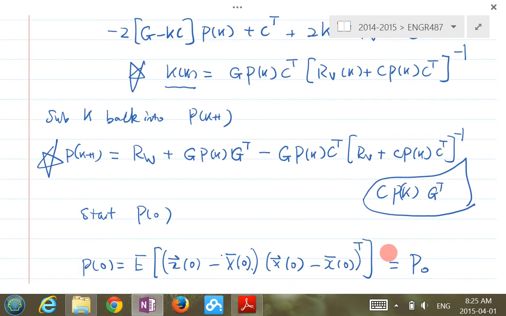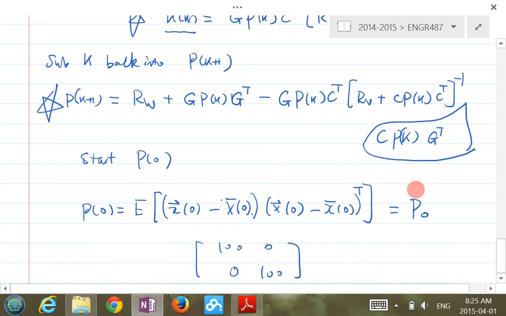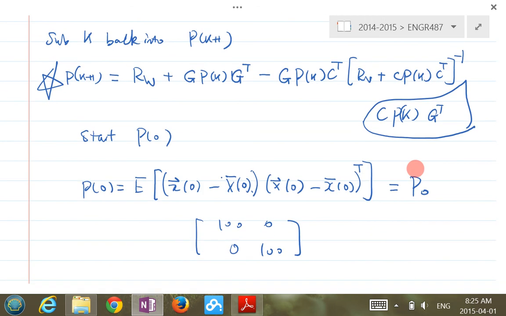Once you get a starting point for P, you can solve for K. Then you substitute K here and solve for the next P. The next P, substitute back here, solve another K, and then substitute back over here to solve for another P. So that's basically the idea of this predictive type of Kalman filter.